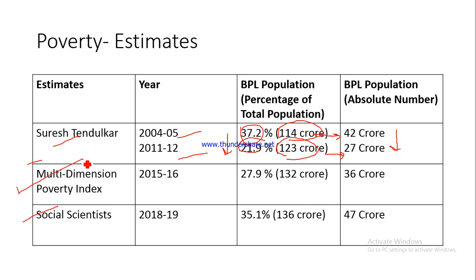If you look at the multidimensional poverty index 2015-16, you would find that 27% of the population were estimated to be below poverty line, and this came out to be around 36 crore. 27% of around 132 crore came out to be 36 crores.